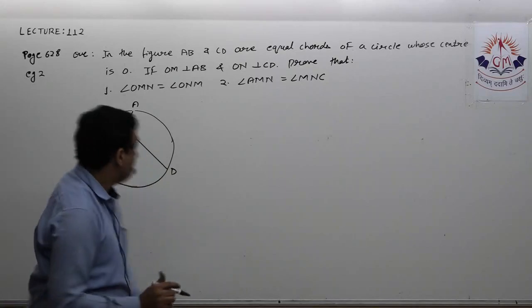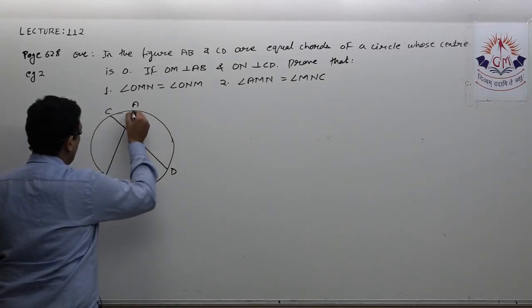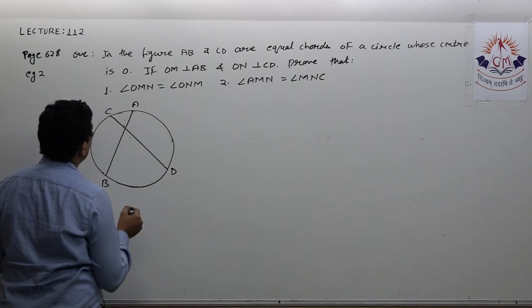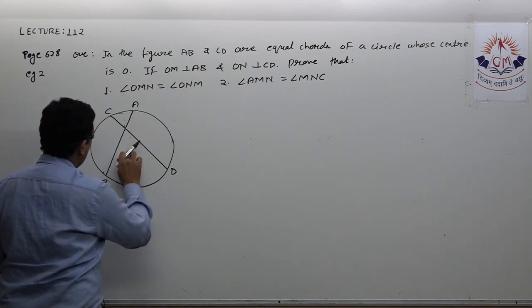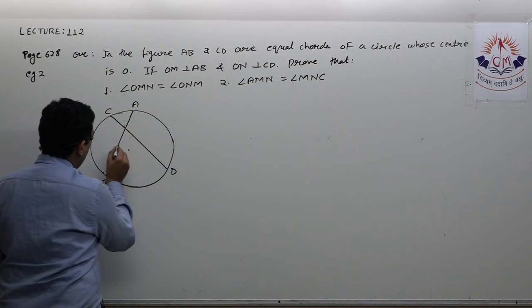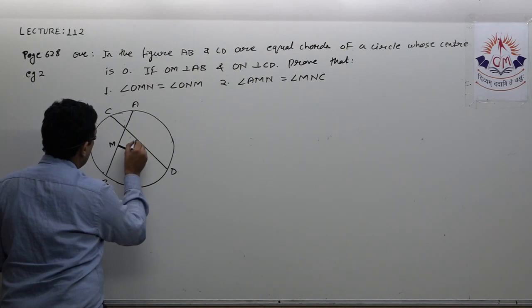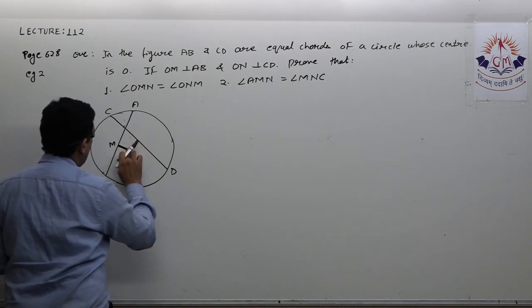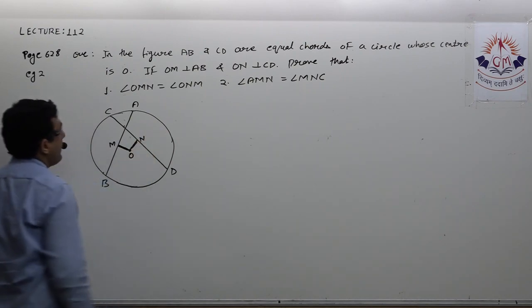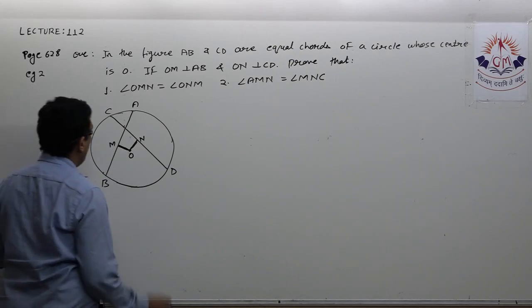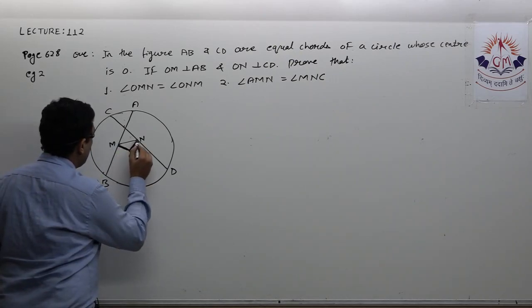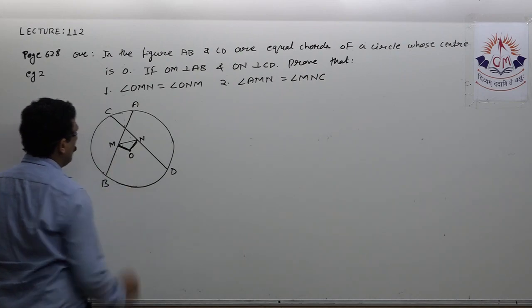Further it is given AB and CD are two equal chords of a circle with center O. This is the center O. Also it is given OM perpendicular AB, and ON perpendicular CD. This is ON. So we have to prove angle OMN. That means if I join this, then this angle OMN and ONM, that I have to prove equal.